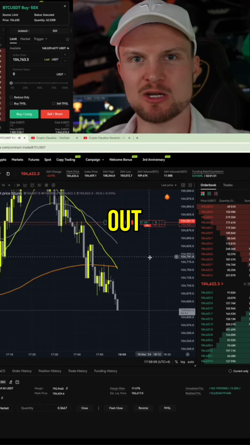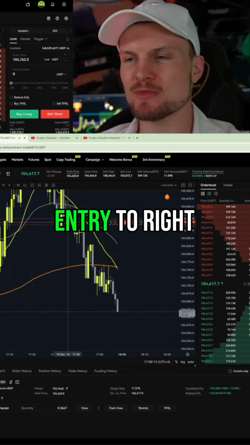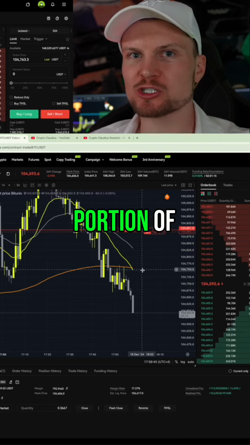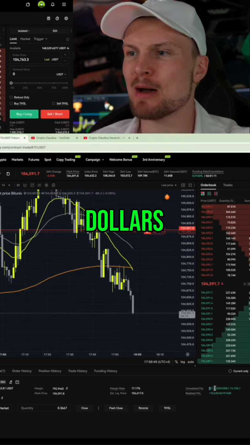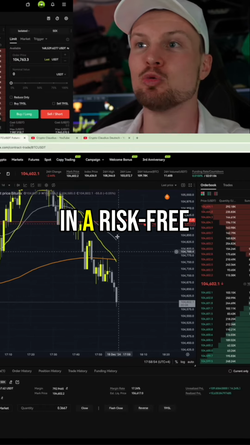And we are out. In one trade, we made just a little bit over 10k, and this trade from entry to right now just took 23 minutes. Actually, a small portion of our short trade is still open, and we could grab another $100, but I'm gonna leave this open in case we drop even lower, because right now I'm in a risk-free trade.